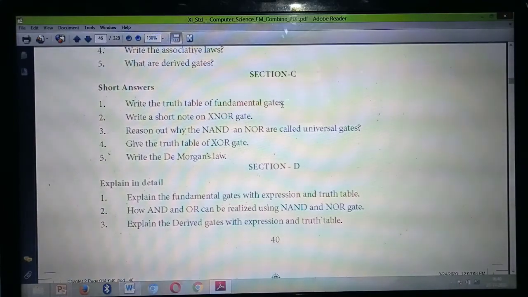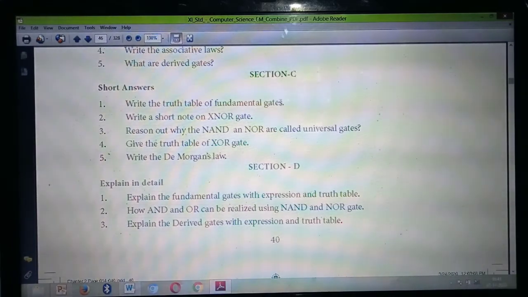Then, 3 more questions. First question, page number 39. Second question, page number 38. Third question, page number 34. Fourth question, page number 39. Fifth question, page number 38.